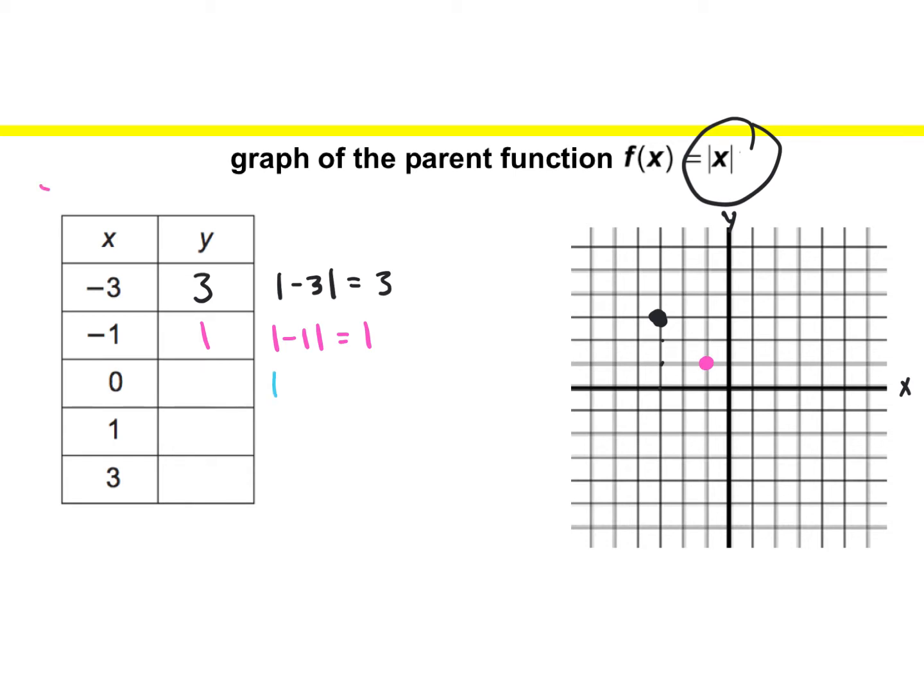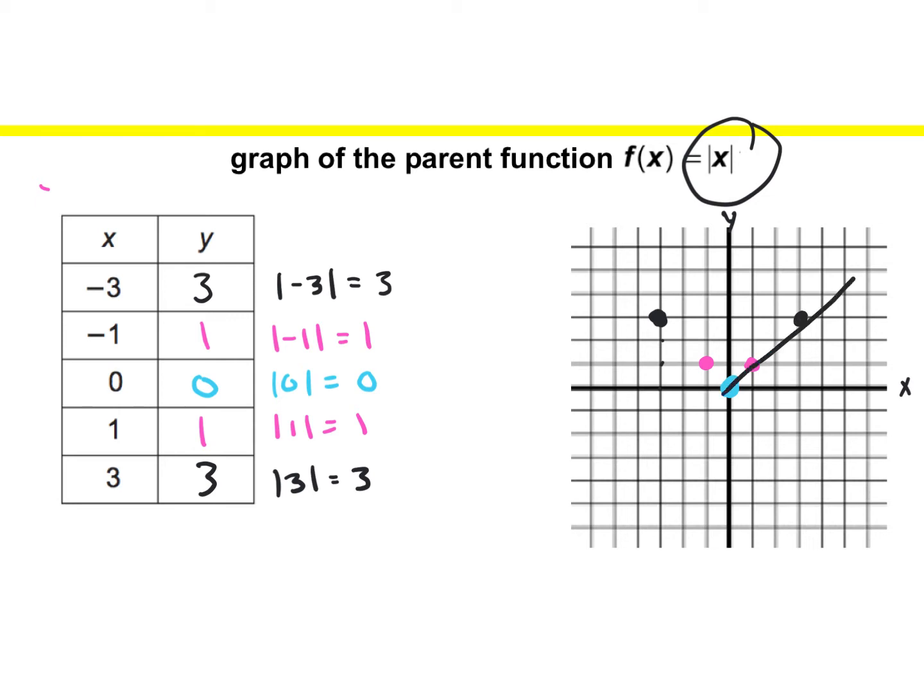Next, I'm going to plug in 0. What's the absolute value of 0? 0. So my point's going to be 0, 0. Now I'm going to plug in 1. What's the absolute value of 1? 1. So go to the right 1, up 1. And lastly, I'm going to plug in 3. What's the absolute value of 3? 3. So go to the right 3, up 3.